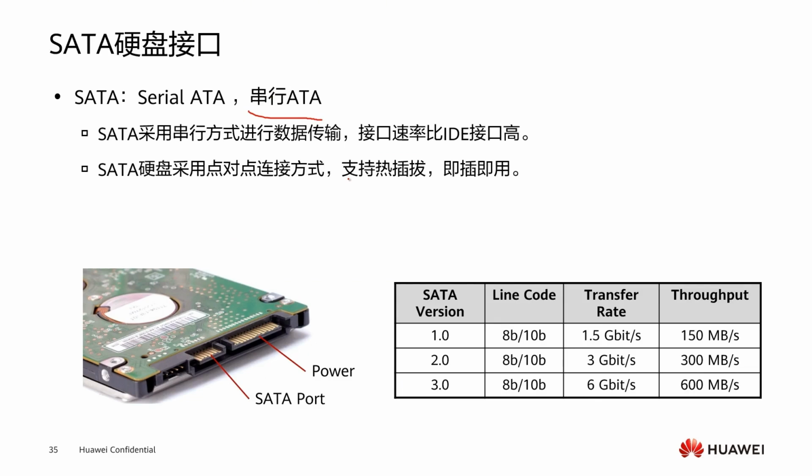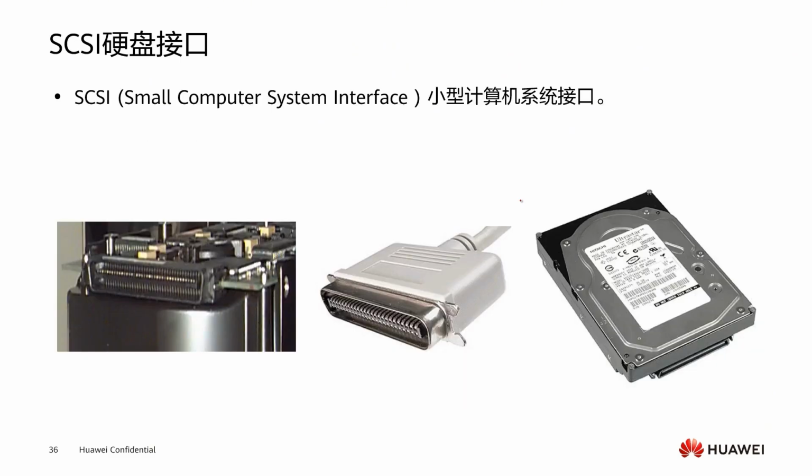SATA is serial ATA. SATA uses a serial method for data transmission. The interface rate is higher than the IDE interface. SATA hard drives use a point-to-point connection method, and support hot swapping and plug and play. SCSI appeared mainly because the original IDE interface hard disk speed was too slow and the transfer rate was too low. Therefore, high-speed SCSI hard drives appeared.